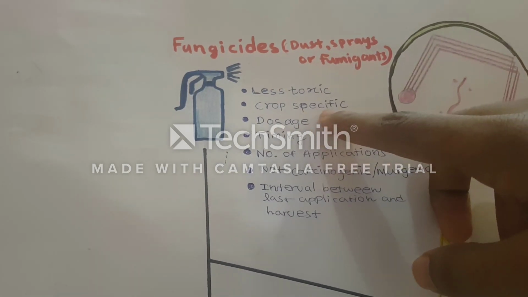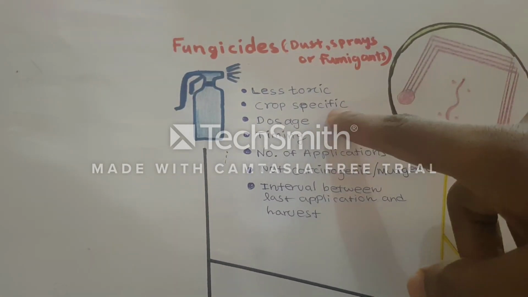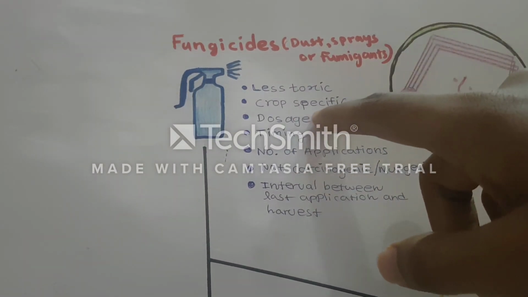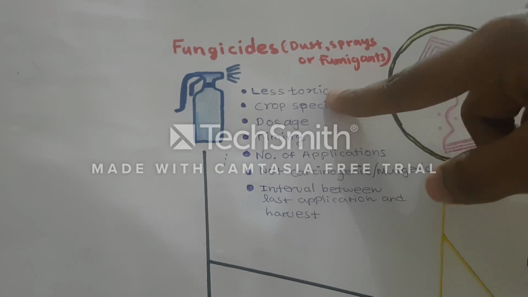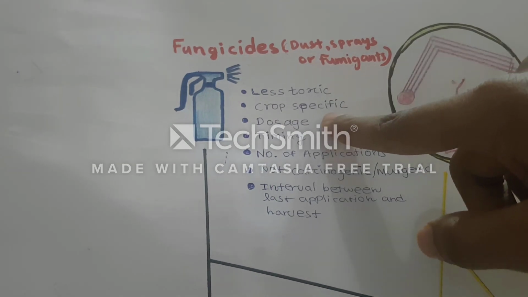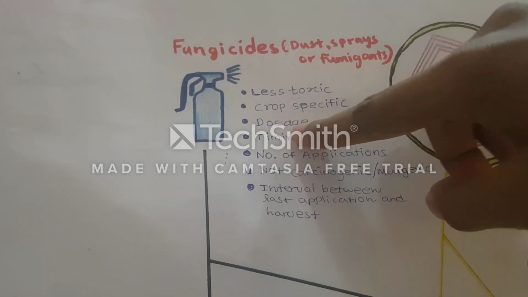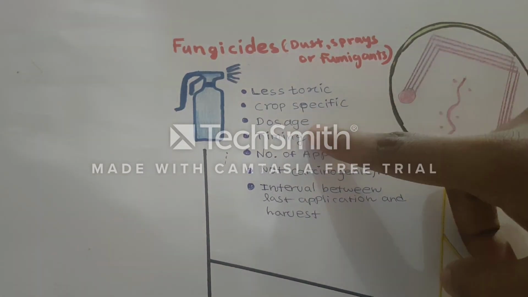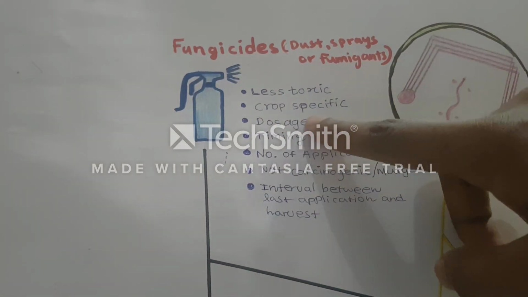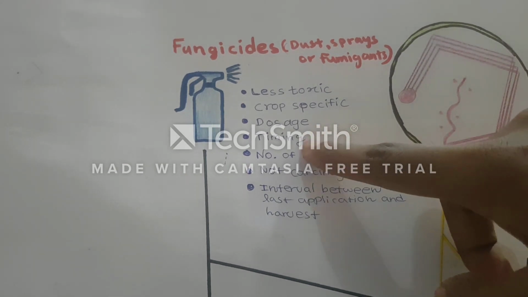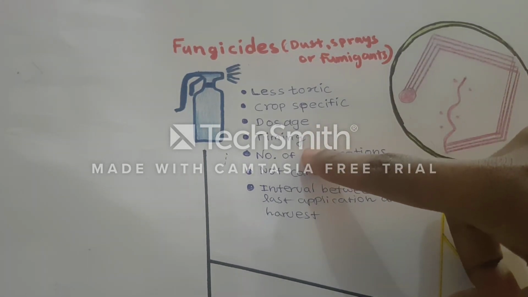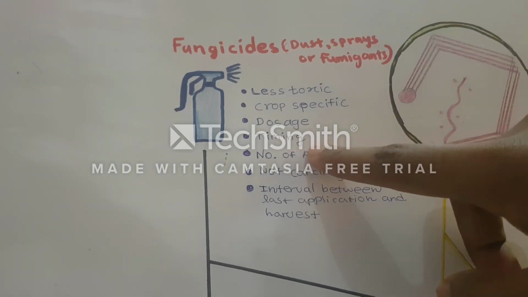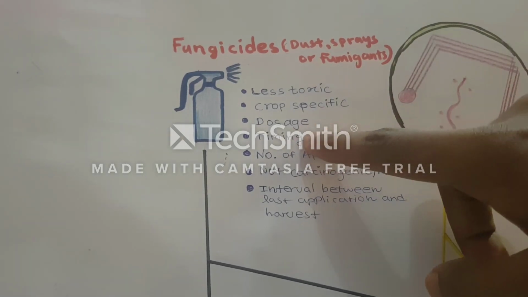So the fungicide that we are going to use should be crop specific, or else it's going to be a problem for human consumption, because if we use excess fungicides that are not crop specific, there will be other issues. Then the dosage, the amount that we are going to spray, because if we spray fungicides in unnecessary amounts, it's going to cause an economic problem. Then the timing, at what time we should use these fungicides on crops, because if you use them at unnecessary times, that's going to be a problem as well.